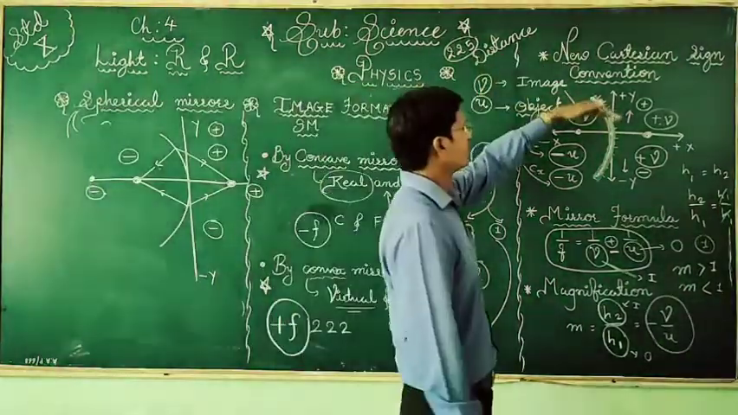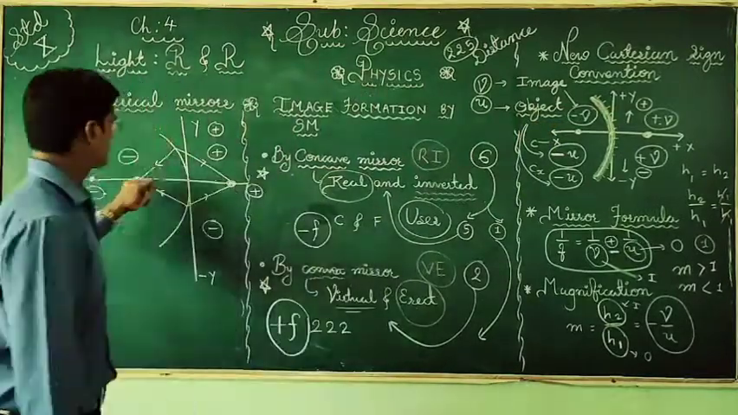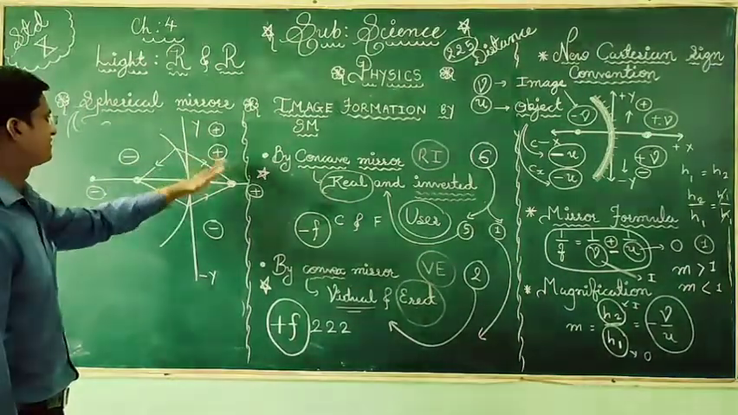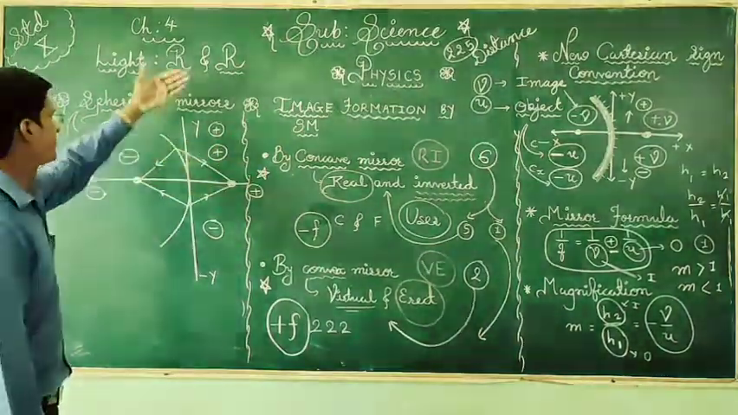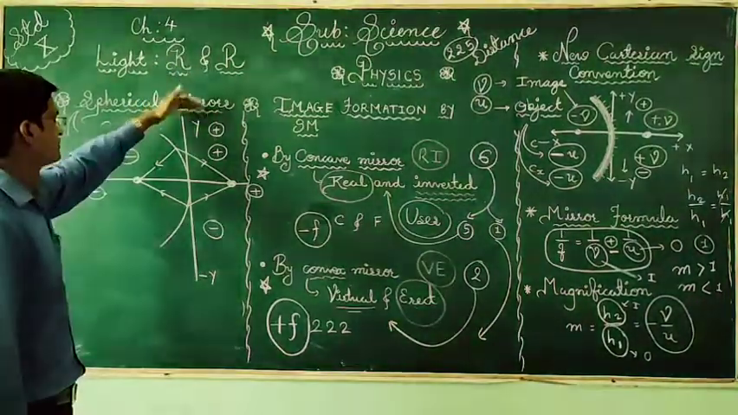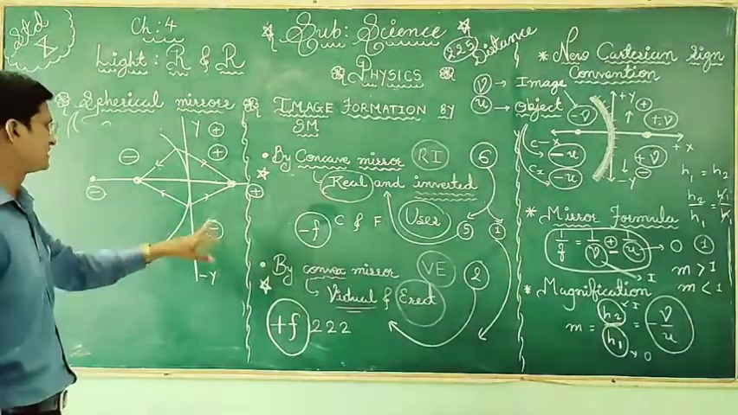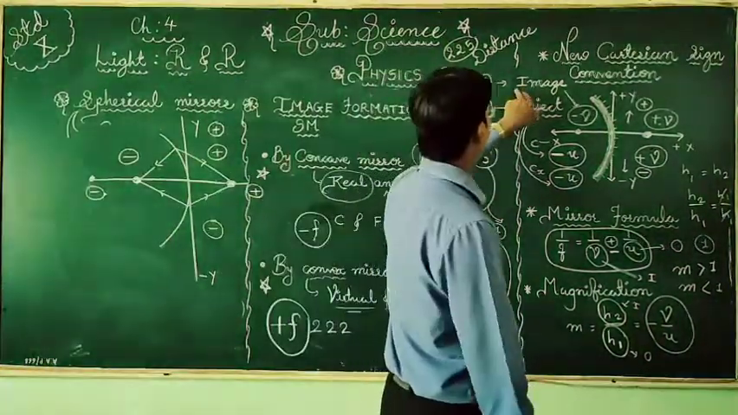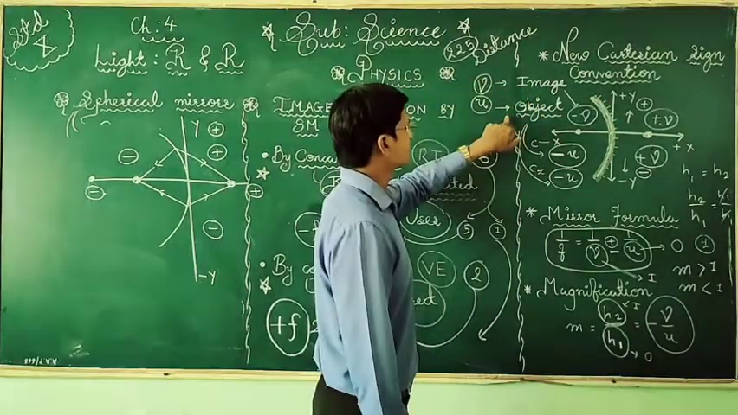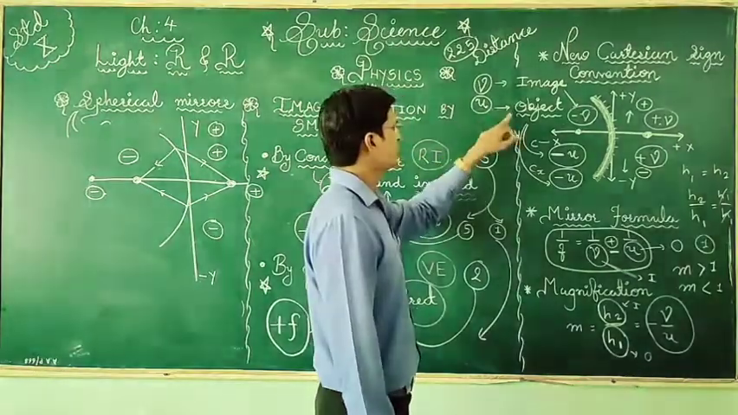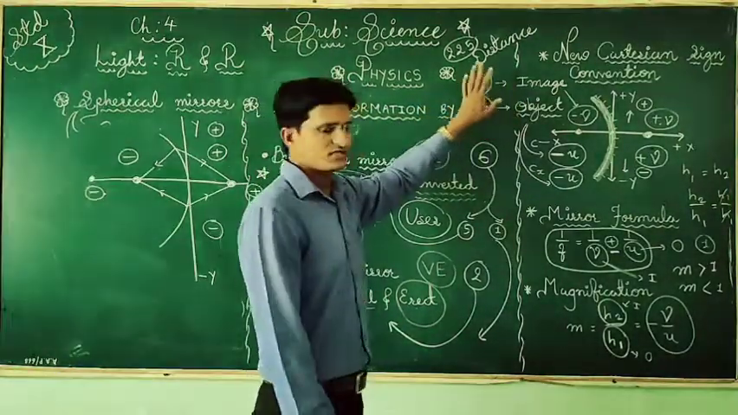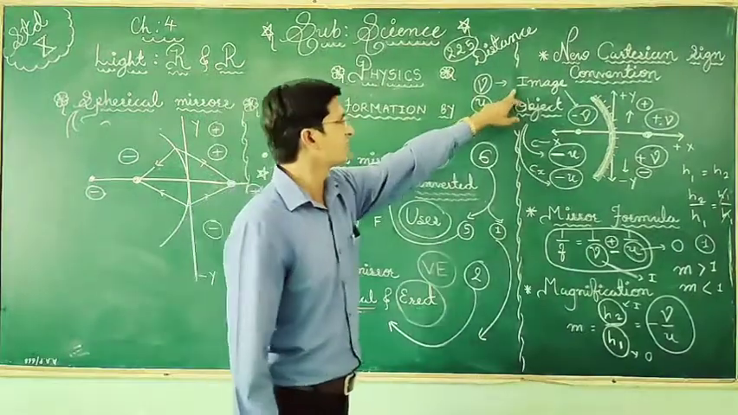Then the new Cartesian sign convention. If it is on the minus side, the image or object will be negative, and if it is on the plus side, the image or object will be plus. According to the same, for distance, if it is in the upward direction, it will be plus; if it is in the downward direction, it is minus. For the distance of the image we use v, and for the distance of the object we use u. Just remember v for the image.